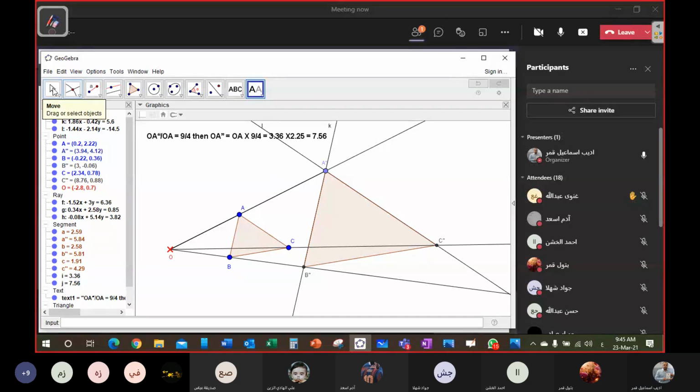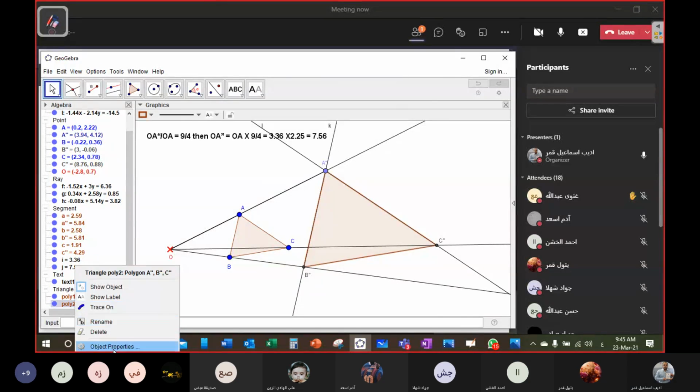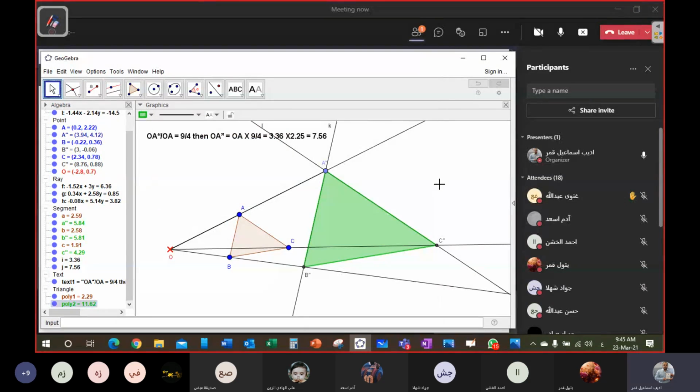Okay. And let me change color. Okay. Is it clear? A double prime, B double prime, C double prime, the triangle A double prime, B double prime, C double prime is what? Who can define this triangle?